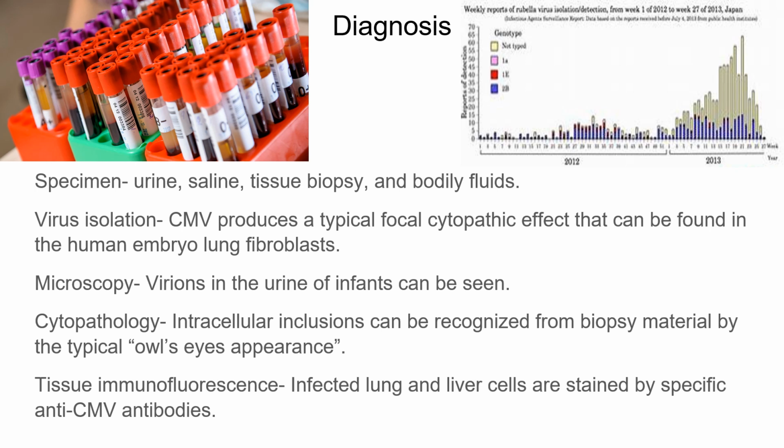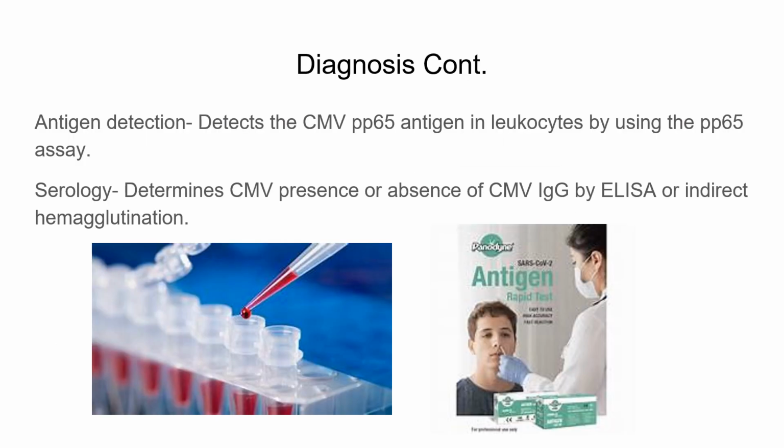It can be found using cytopathology, which is where intracellular inclusions can be recognized from biopsy material by the typical owl's eye appearance. It can also be found in tissue immunofluorescence. It's when the infected lung and liver cells are stained by specific anti-CMV antibodies. The other diagnosis methods include antigen detection and serology. Antigen detection detects the CMV pp65 antigen in leukocytes by using the pp65 assay. Serology determines the CMV presence or absence in CMV IgG by ELISA or indirect hemagglutination.